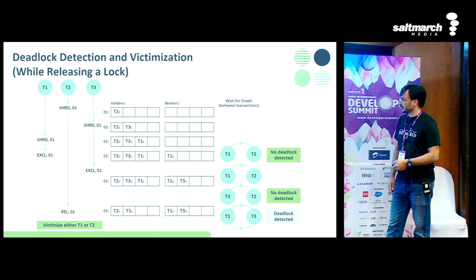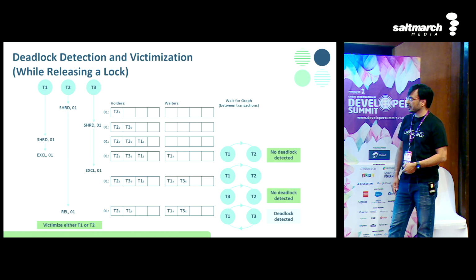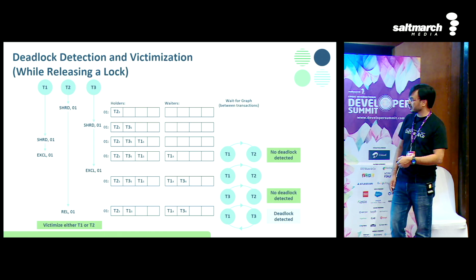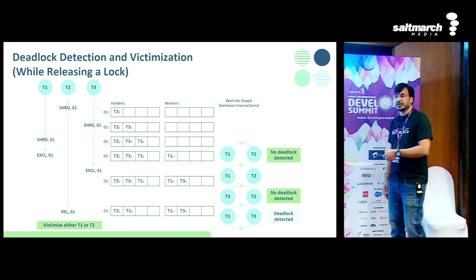Now let's assume that T1 requested an exclusive lock on O1, right? So T1 will be added into the waiters list, and since the holder is T2, the wait-for graph will get updated as T1 is now waiting on T2, right? As such there is no deadlock, so it will just be added into the waiters list.